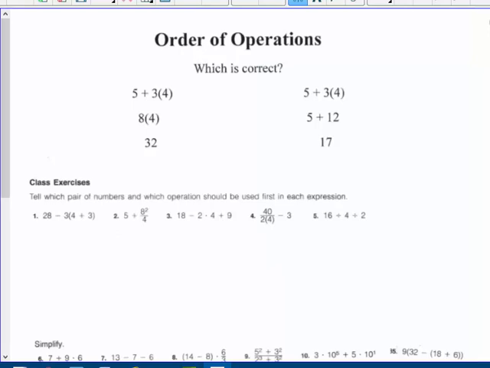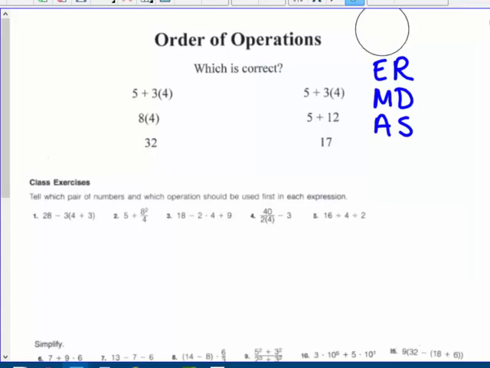Today's video starts on page 9 of your packets. Order of operations, which is correct? Well, we know that we do parentheses, exponents, and roots, multiply and divide, and then add and subtract. There's a little reminder of the order of operations. Roots as in squares and square roots, right? Exponents have an opposite called roots.